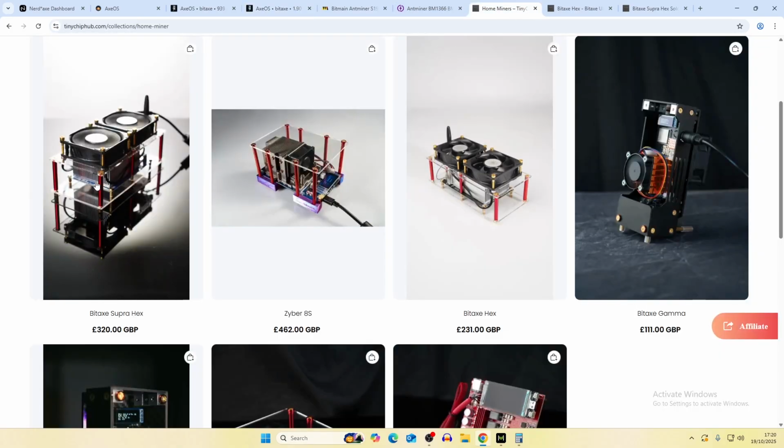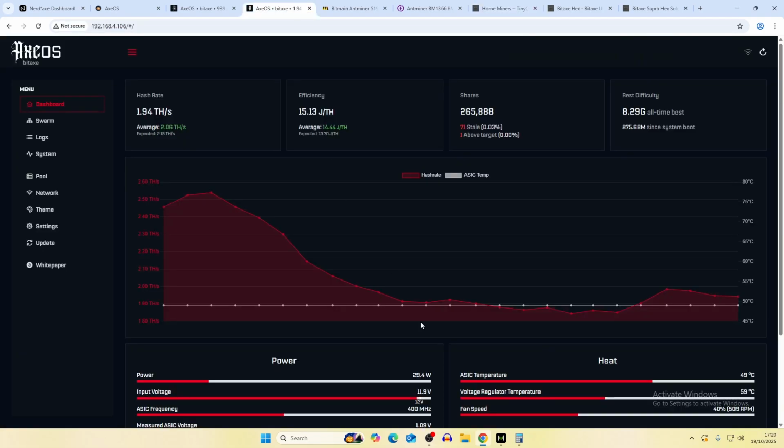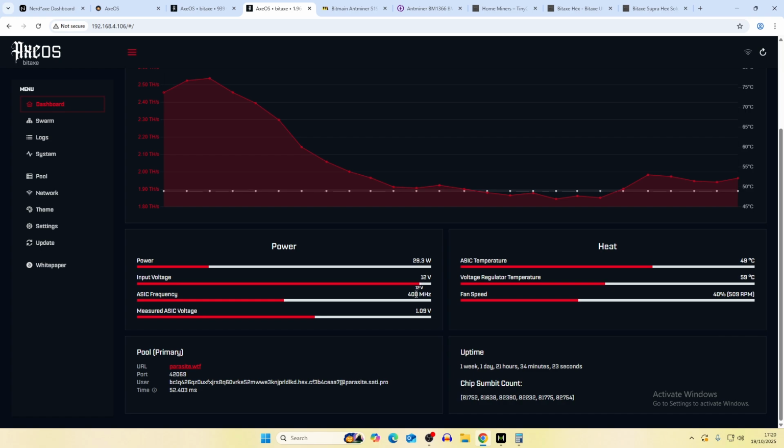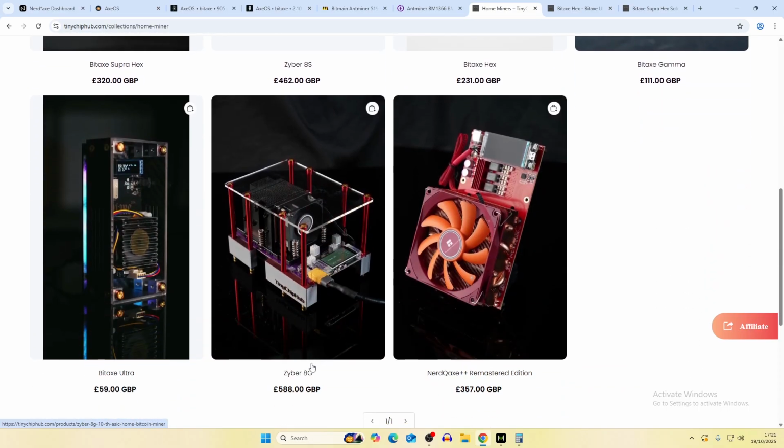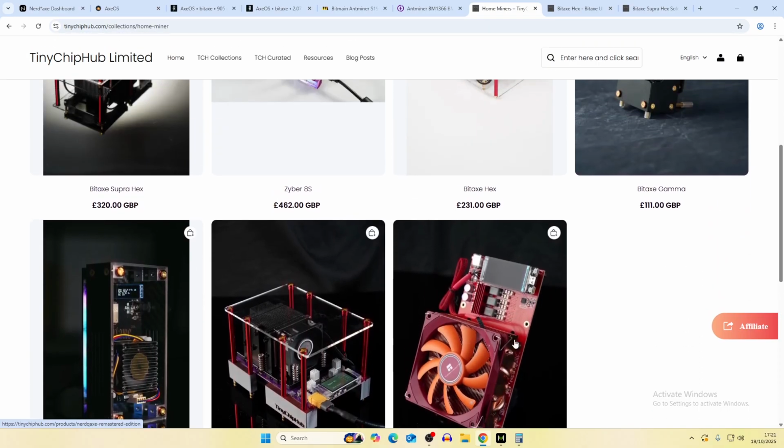Even when you look at where we got these from, which was Tiny Chip Hub, you can see that you have a Bitaxe here and a Bitaxe Supra Hex. It'd be interesting to see if this Bitaxe Supra Hex can get down to lower efficiencies the same as this. So if any of you have one of these and you want to try these overclocks or underclocks technically, maybe an ASIC frequency of 490 and then slightly higher ASIC measured voltage.